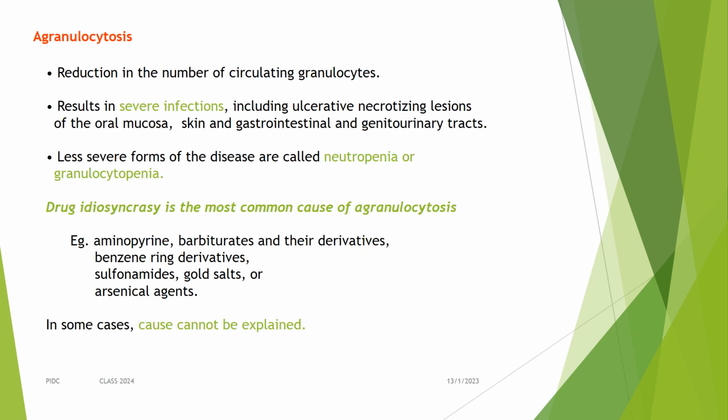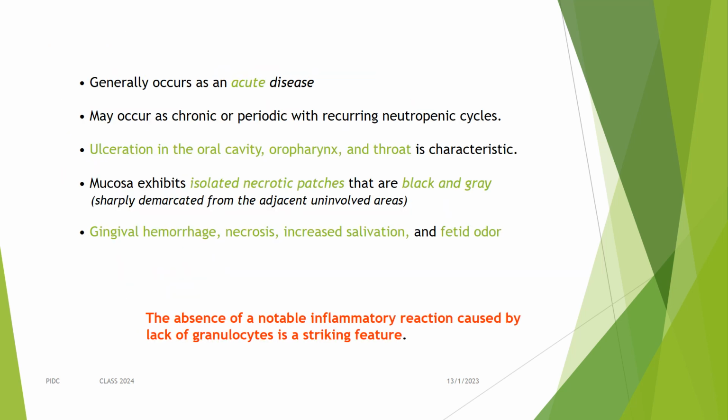Next is agranulocytosis. There is reduction of the circulating granulocytes, which results in severe infection, and less severe forms of this are called neutropenia. Drug idiosyncrasy is the most common cause of agranulocytosis. Generally, it occurs as an acute disease. Ulceration in the oral cavity, oropharynx, and throat is characteristic. The absence of a notable inflammatory reaction caused by lack of granulocytes is a striking feature of agranulocytosis.